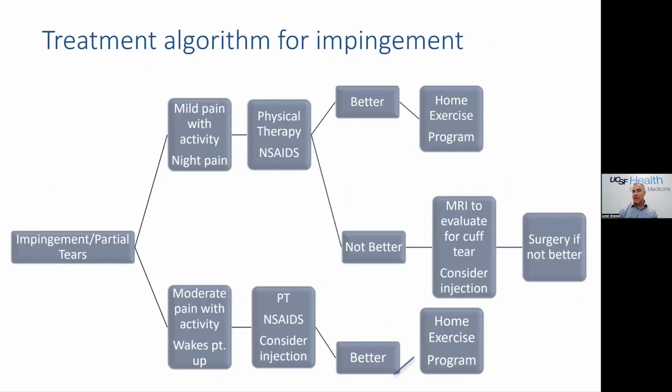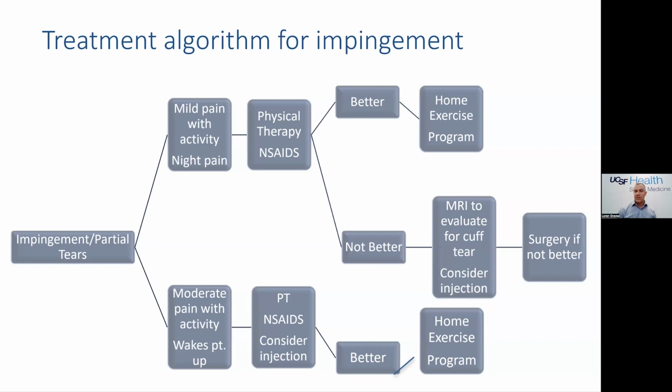So my algorithm, when patients come in with impingement and partial thickness tears, no real weakness on exam, depends on how much their symptoms are. And for me, it's a lot about how well they're sleeping. So if they have mild pain with activity, a little bit of night pain, they're still really doing their activities, I'm going to recommend physical therapy and anti-inflammatories.